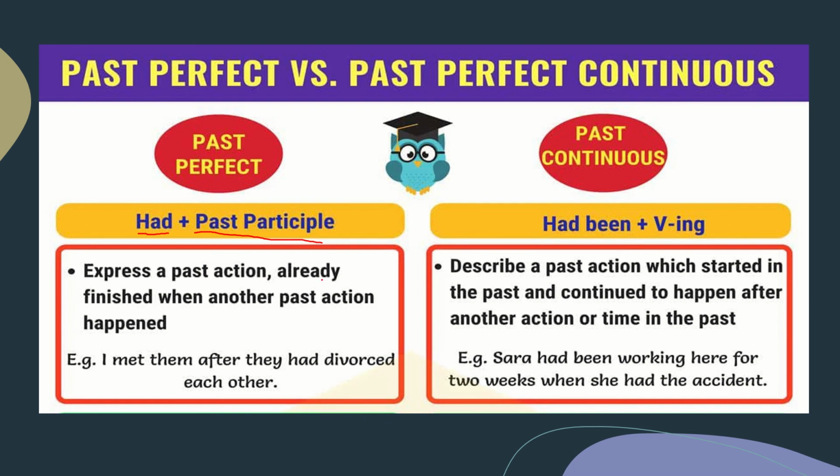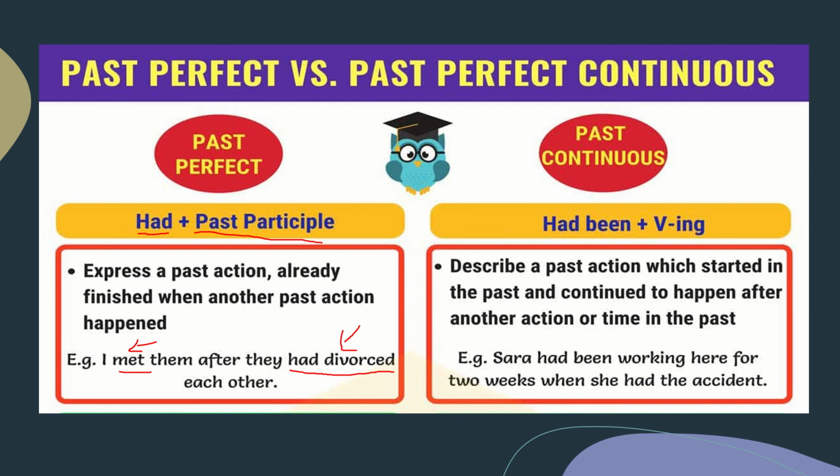It expresses a past action already finished when another past action happened. For example, I met them after they had divorced each other. One action is met, another action is had divorced. The first action is the past perfect. This action happened first, before this action. So the past perfect is an action in the past that happened first, then another action in the past.